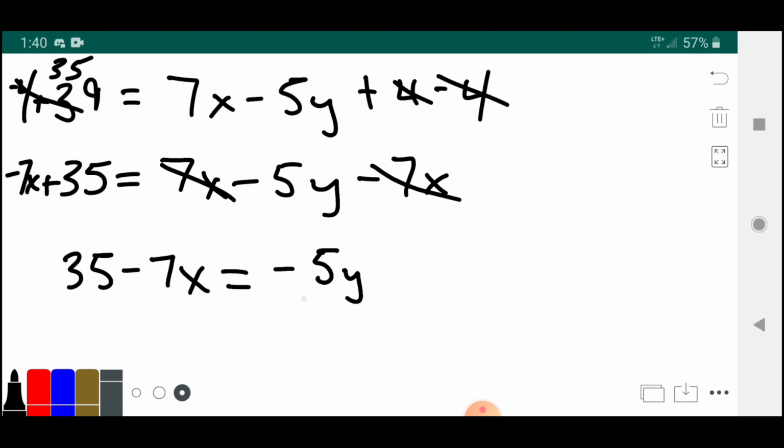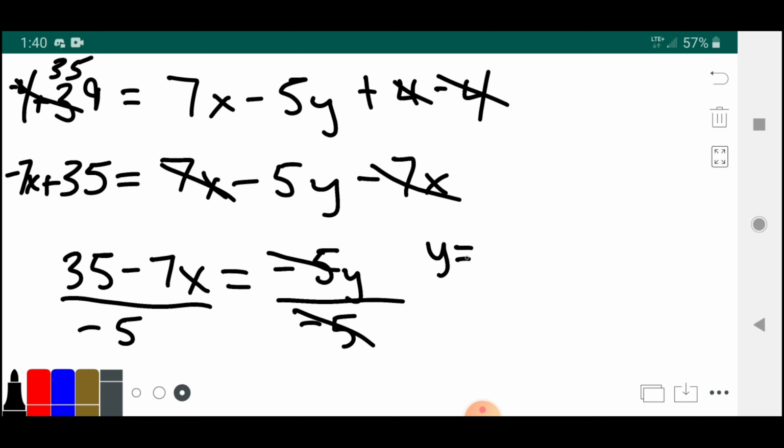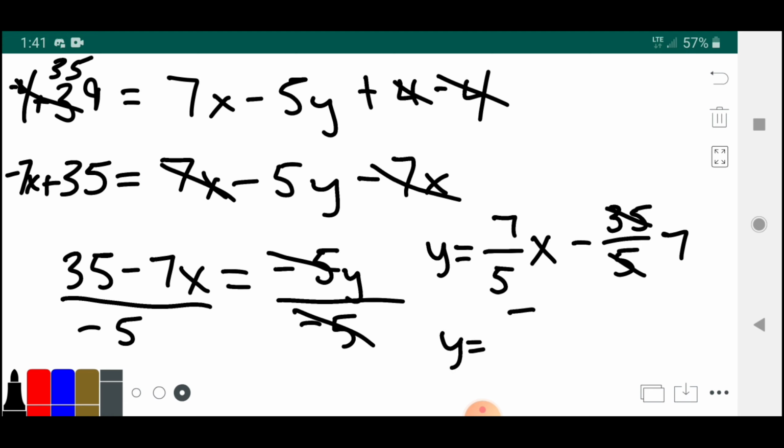Our final step to isolate y will be to divide by negative 5. On the right hand side, the negative 5's will cancel out and we'll be left with y. On the left hand side, we can split it into 35 divided by negative 5 plus 7 over 5x. We can also see that 35 divided by 5 is equal to 7. And our final equation will be y equals 7 over 5x minus 7.